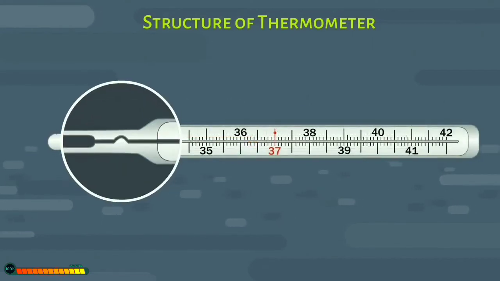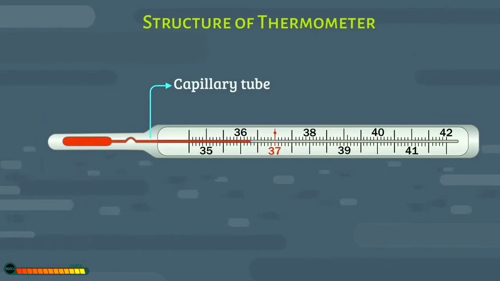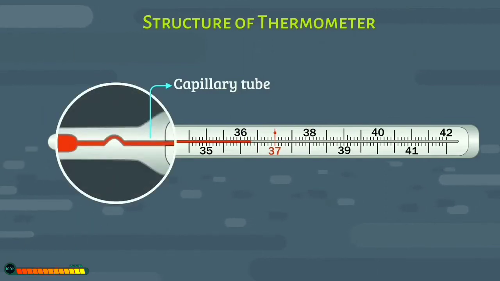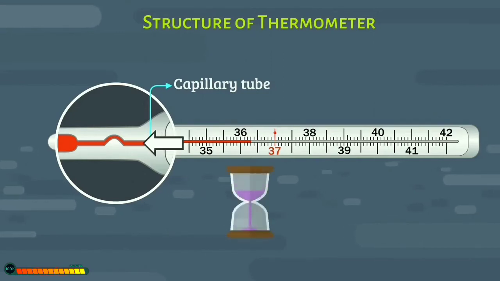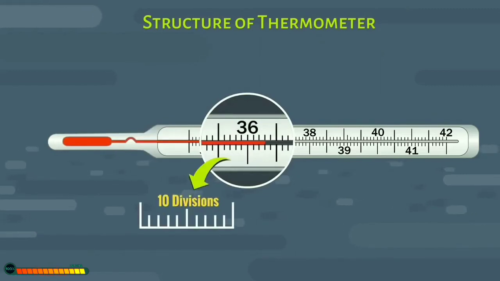There is a very thin tube in the middle known as the capillary tube. The curved part, you can see it in the picture, is known as the kink. When we heat the bulb, with the rising of temperature, mercury expands in this capillary tube. The bend in the capillary tube, known as the kink, prevents the mercury from falling back into the tube immediately. So, we get more time to read the temperature.